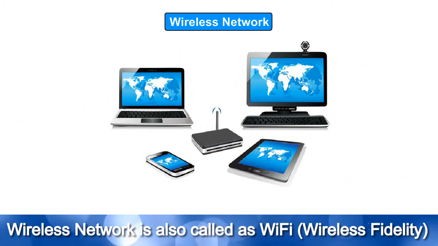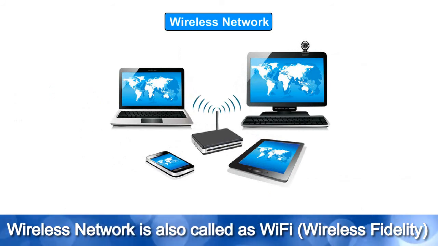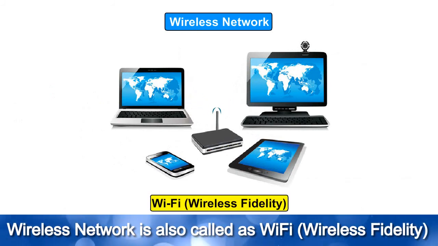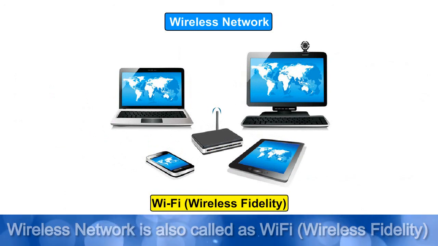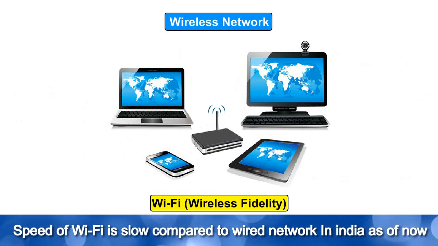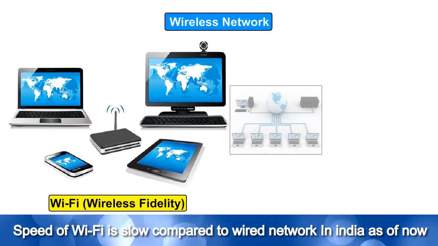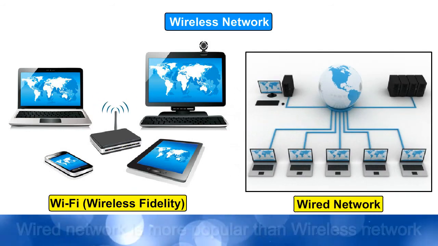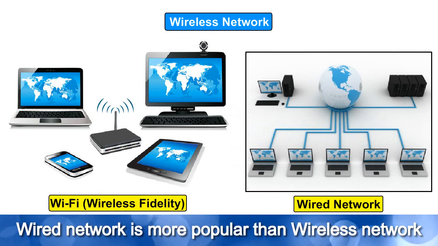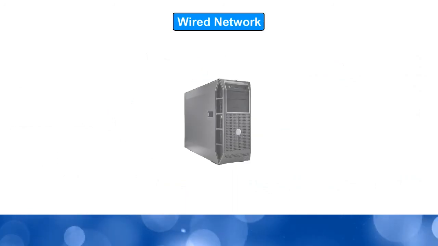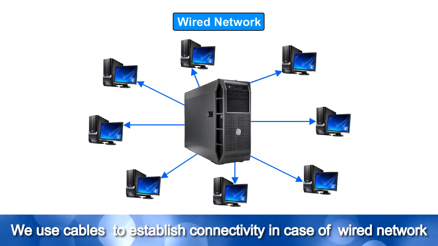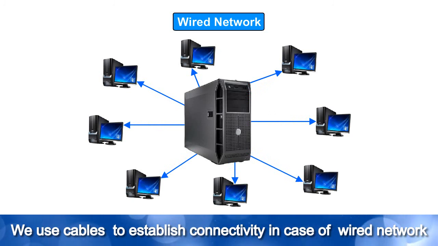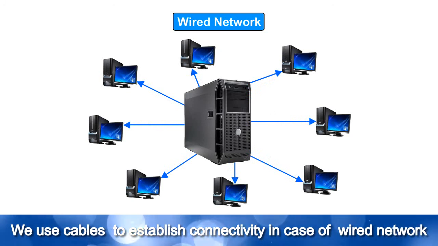There are basically two types of network: wireless network and wired network. Wireless network is also called Wi-Fi, wireless fidelity. The speed of Wi-Fi is slow compared to wired network. In India, as of now, wired network is more popular than wireless network. Wired network: we use cables to establish connectivity in case of wired network.